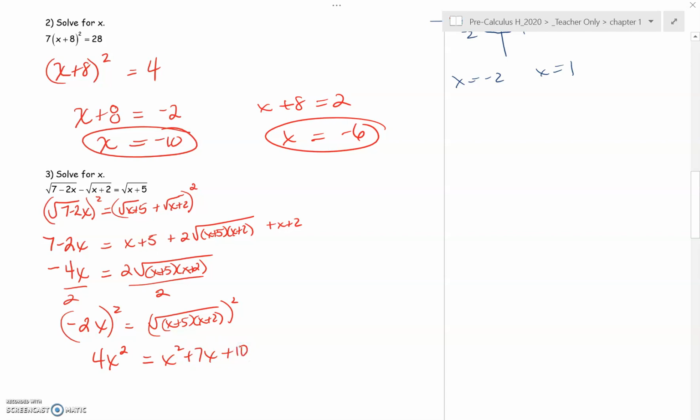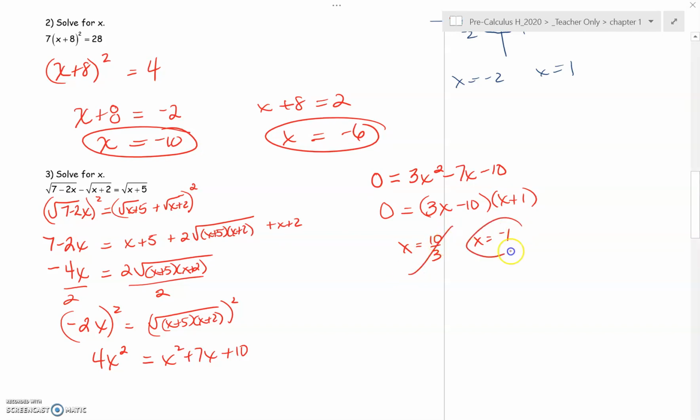Okay, so now again, we're going to think about that zero factor property. We're going to get 0 on one side of the equation, and we'll end up with 3x squared minus 7x minus 10. So again, if you factor this, you will get your answer. So go ahead and pause the video and factor. Okay, so we went ahead and factored, used the zero factor property, and we end up checking our answers. Now, if you check your answer, this one actually doesn't work, so we have one answer.